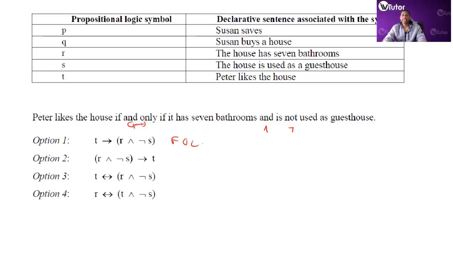Now we need to identify these. So Peter likes the house is T. House having 7 bathrooms is R, and used as a guest house is S. Right. So we end up with T if and only if R and not S. Now we have a problem. How do we know T if and only if R and not S? How do we interpret this?